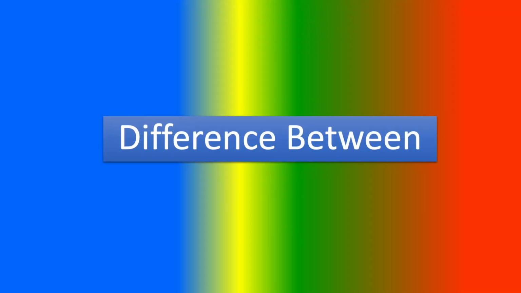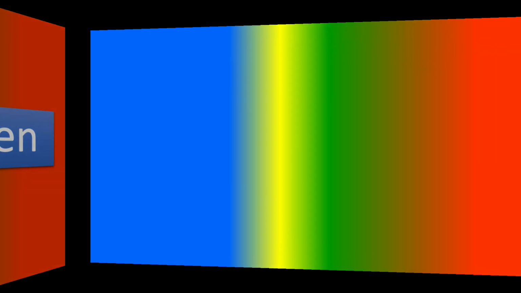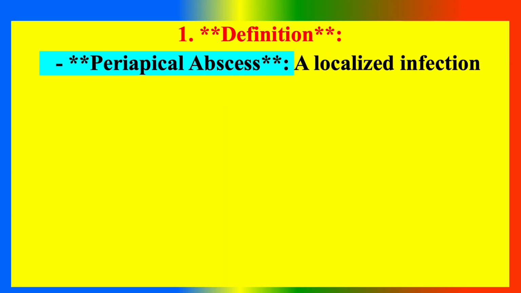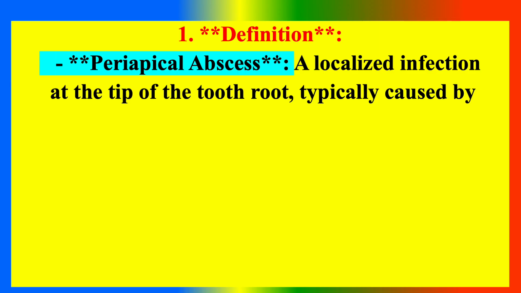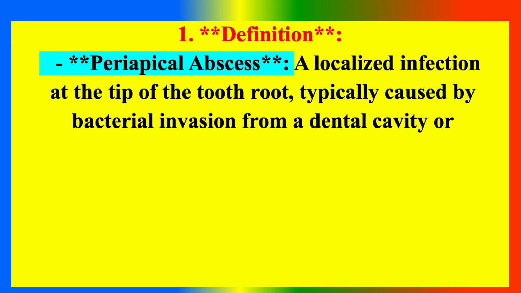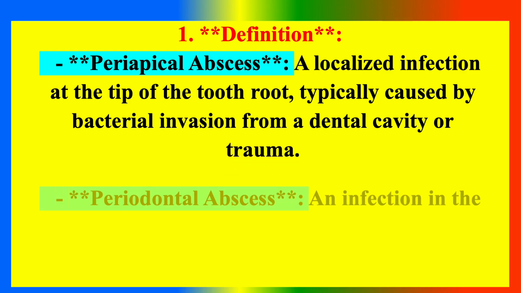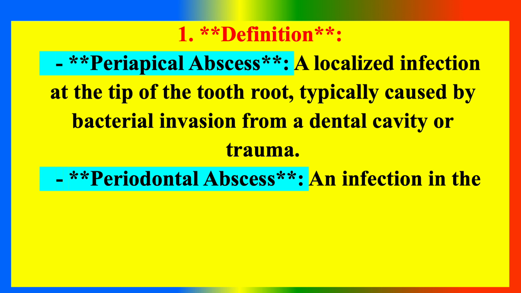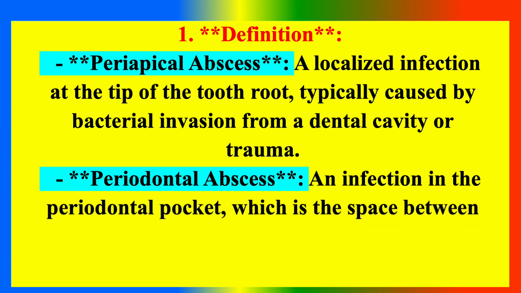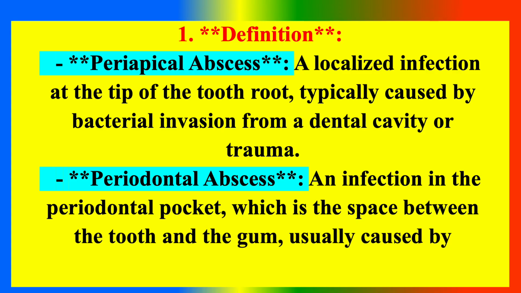Difference between them. One, definition. Periapical abscess: a localized infection at the tip of the tooth root, typically caused by bacterial invasion from a dental cavity or trauma. Periodontal abscess: an infection in the periodontal pocket, which is the space between the tooth and the gum, usually caused by periodontal disease.